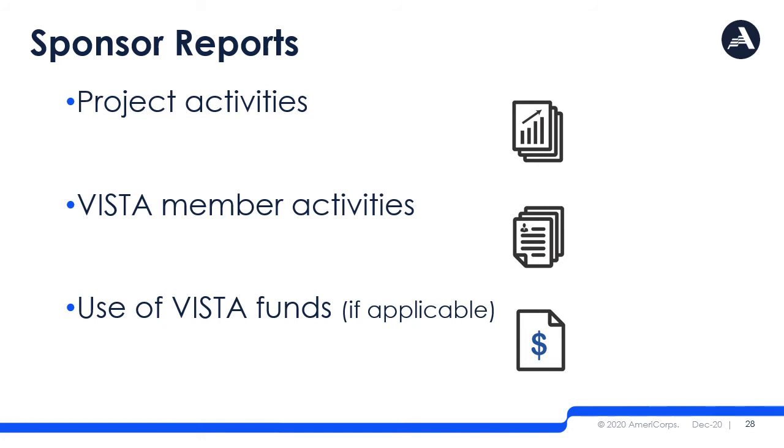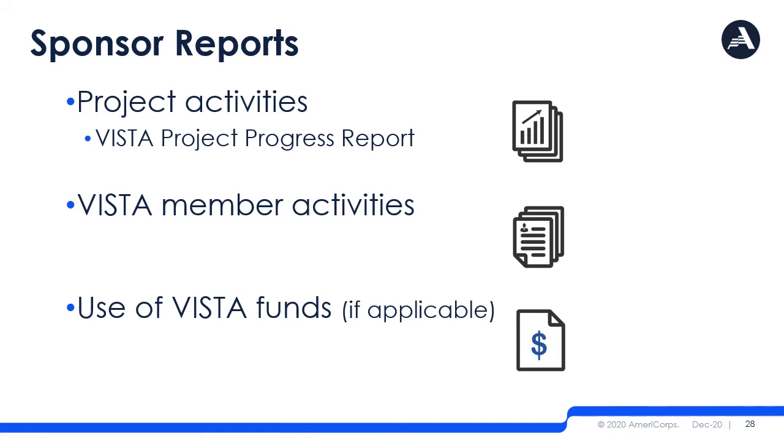Here are the types of reports you will submit. You will report on project activities through two reports. In the VISTA Project Progress Report, or PPR, you share numerical and narrative information on what's been happening with your project, including accomplishments around things like training, resource development, and partnership information, as well as any challenges encountered.